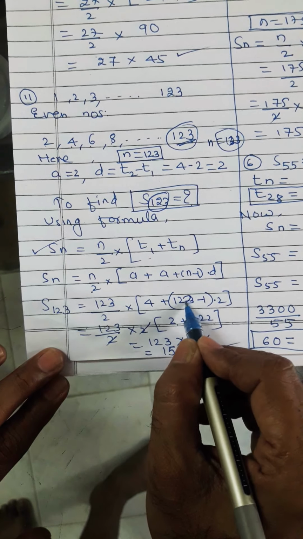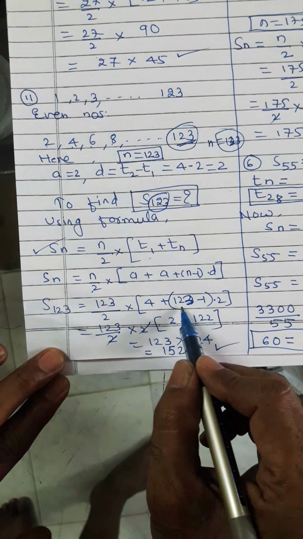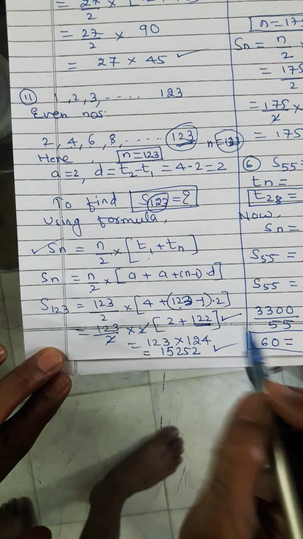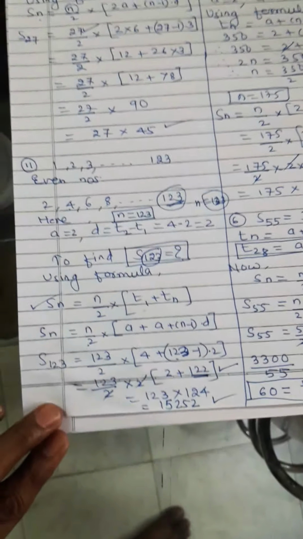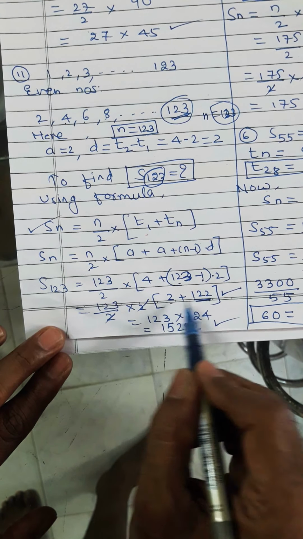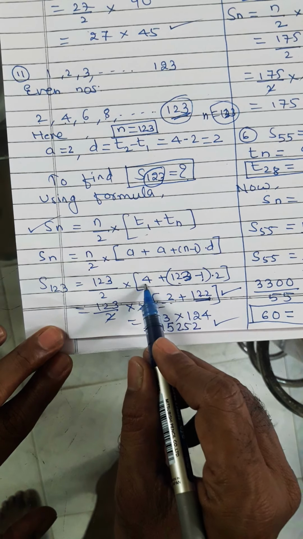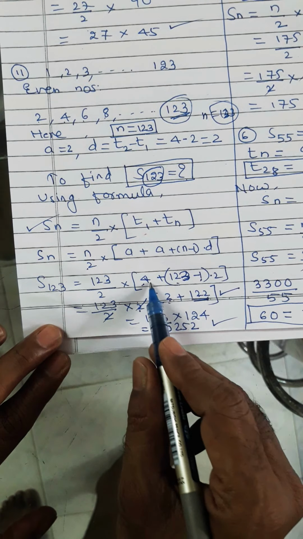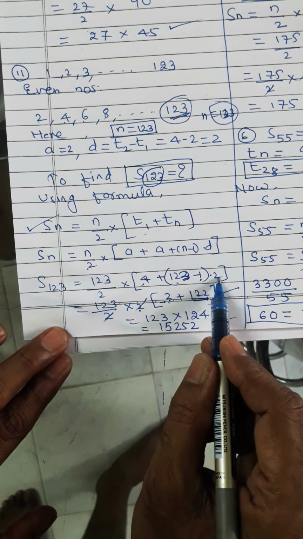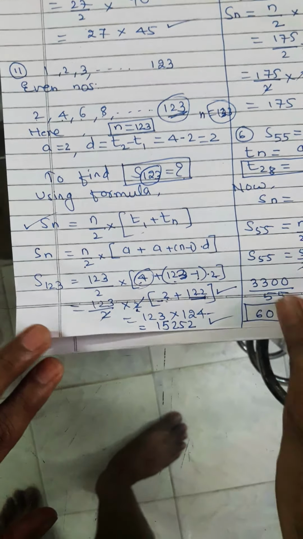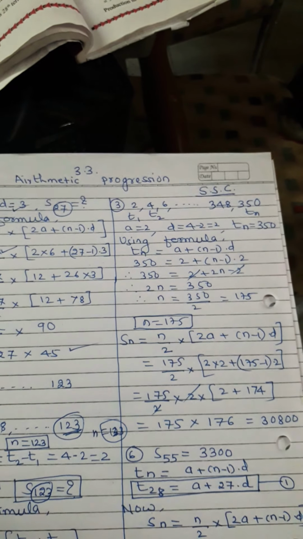If you substitute the values, see here what step I have done. This is 123, 123 minus 1 is 122. In this step, I have taken 2 common. This 2 is here, so this will become 2. This is 4. See this 2, and from this I have taken 2 common, and then solve this. Okay.